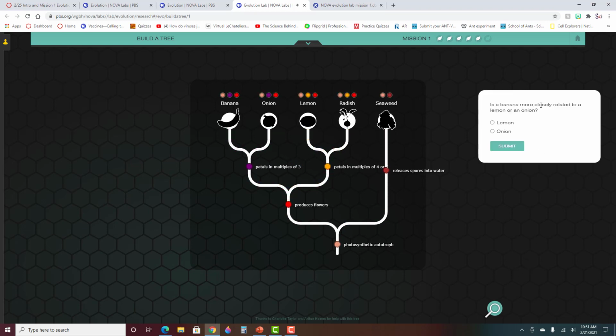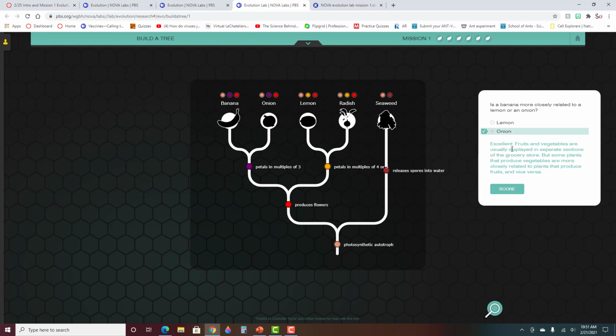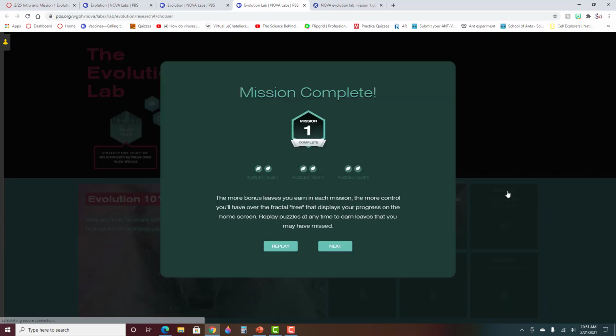Alright. So, is a banana more closely related to a lemon or an onion? Surprisingly, it is more closely related to an onion. Fruits and vegetables are usually displayed in separate sections of the grocery store, but some plants that produce vegetables are more closely related to plants that produce fruit.